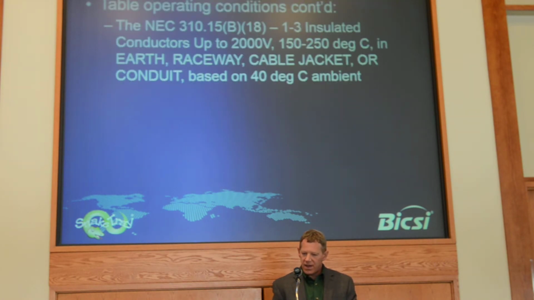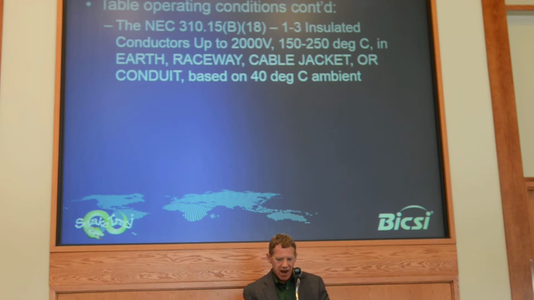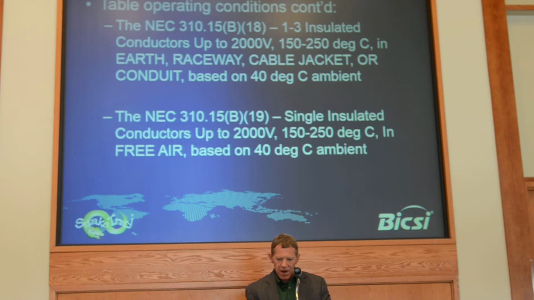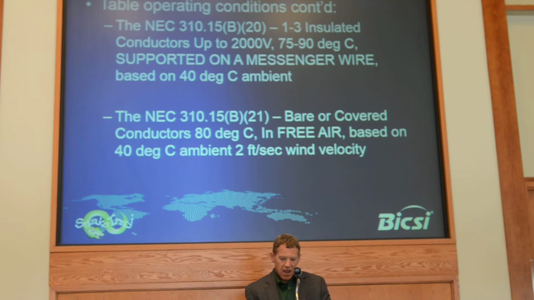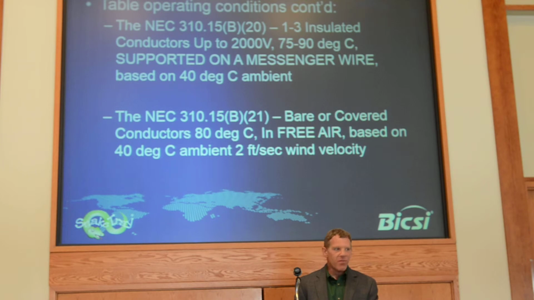Here we have 18, which is 1 to 3 insulated conductors based on a much higher temperature. These are kind of obscure cables that are rated at a higher temperature, based on 40 degree ambient, again in earth, raceway, cable jacket, conduit. The other one is the same thing based in free air. 20 is a modest temperature range on a messenger wire. And the last one is your transmission lines, bare or covered conductors based on 80 degrees centigrade in free air with a slow wind blowing over them. I don't imagine that's probably part of much of your design unless you're a power transmission designer, which you might be.